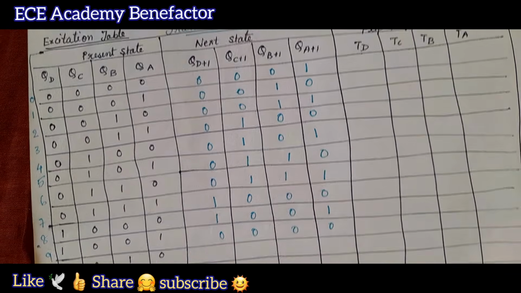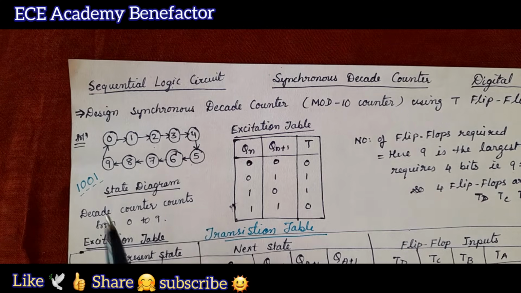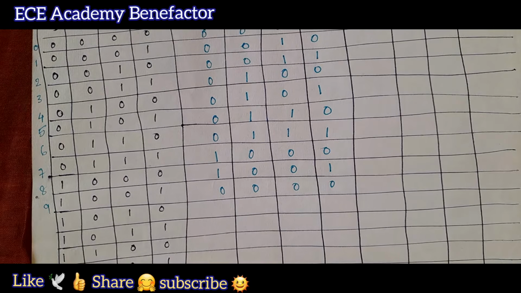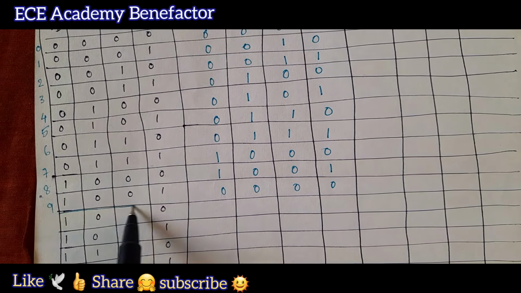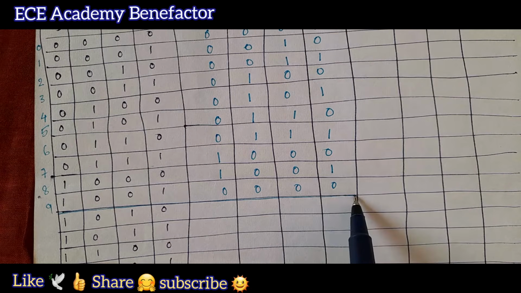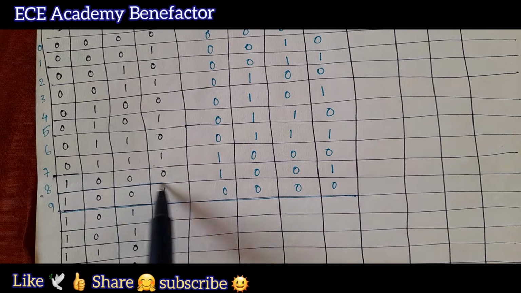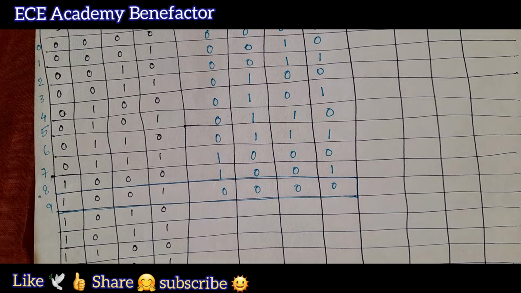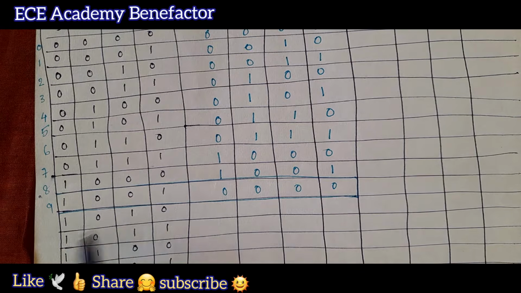Okay, so this I have written based on the state diagram, because after 9, what is the next state? 0. So, this I have written it here. This is after 9, where it is going back to 0 state. Okay. Now, when 1 0 1 0, what is this one?